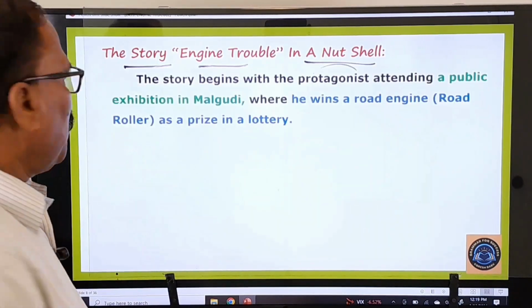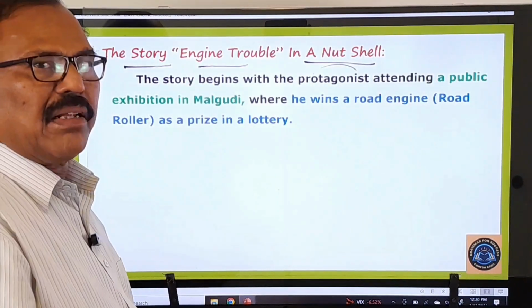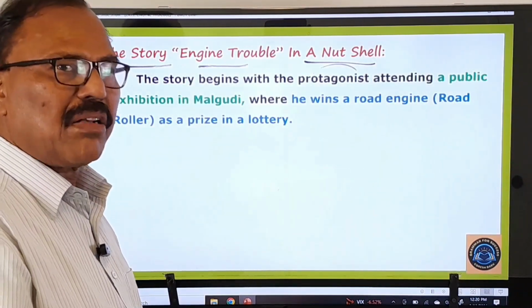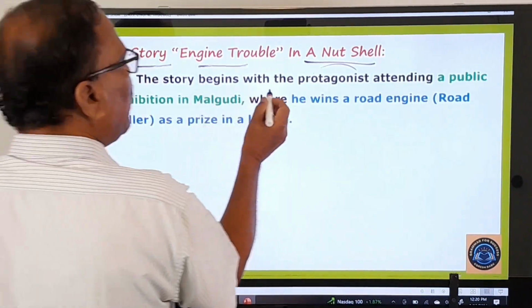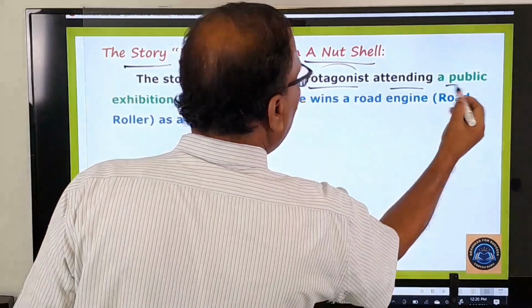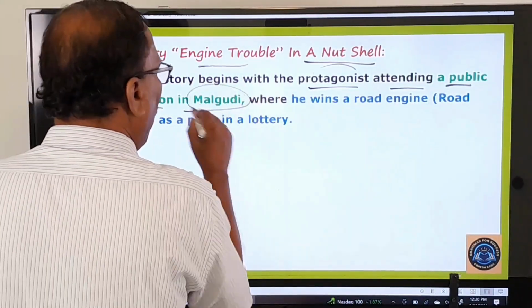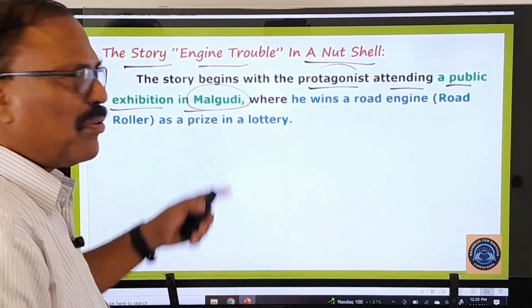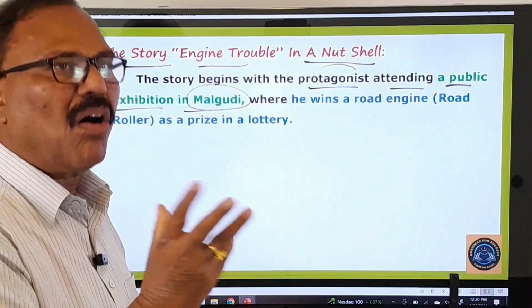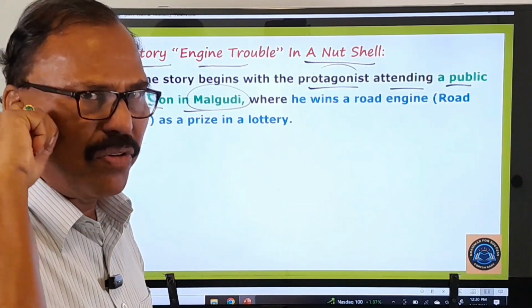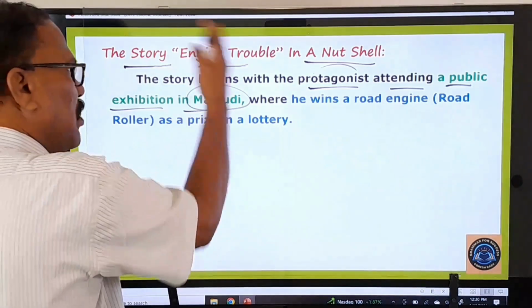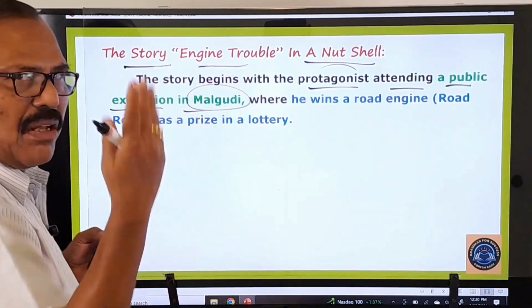Now, you look at this story. It is given here in very simple words. You can also read this story and understand it. Okay, and the story begins with the protagonist attending a public exhibition in Malgudi. You know very well, this Malgudi is a fictional town, an imaginary town created by our R.K. Narayan. And here this whole story is set in Malgudi only, that also you know very well.